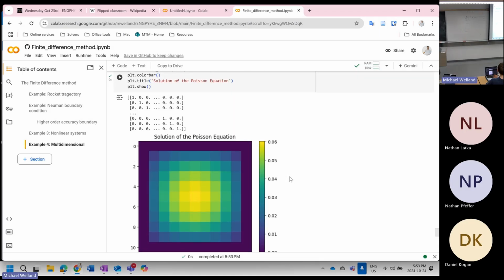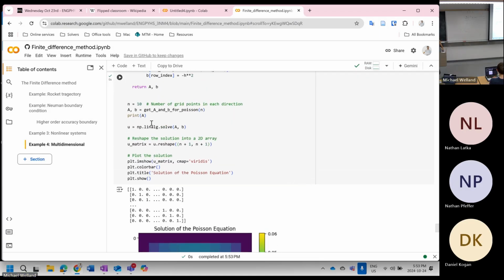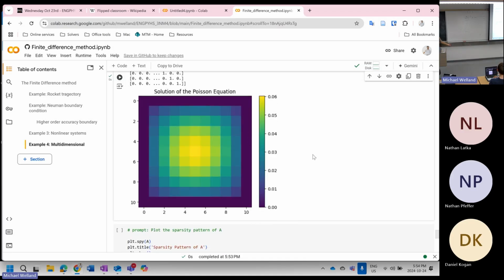And what do you do once you have that? You solve it. linalg.solve, which does LU. And what do you get? You get your super faceted Poisson equation there.